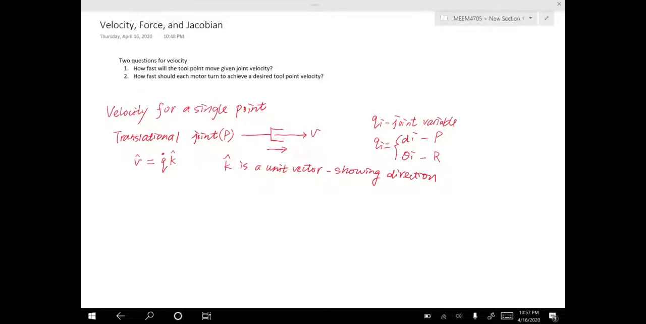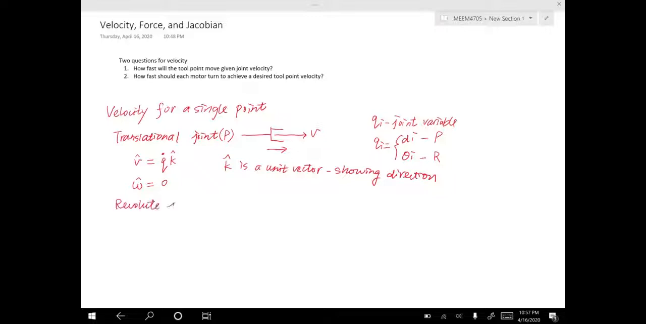How about the angular velocity? The angular velocity is also a vector. For this case, there is no rotation, so the angular velocity equals 0. How about a revolute joint?